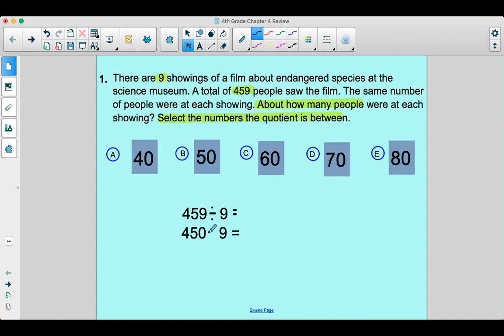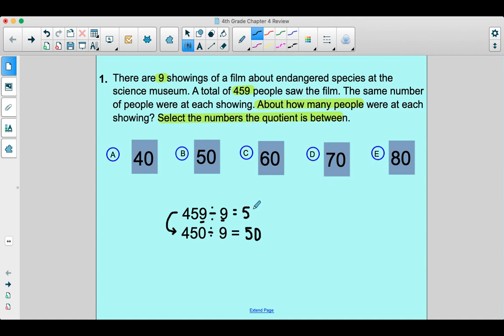Okay, so 45 divided by 9 is 5. So 450 divided by 9 would be 50. All right, so we rounded this down a little bit, right? So we rounded 459 to 450. So that means our quotient is actually going to be a little bit more. And some of you might actually be saying, well, I know what the quotient actually is now, because if you had to do the last step of 9 divided by 9, that's 1. So the actual answer would be 51, right?